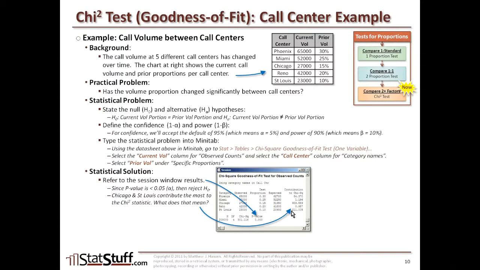So whatever change occurred, most of it seemed to occur within Chicago, and the next largest change seemed to occur within St. Louis. Because of these huge contributions, it's probably what's driving this p-value down. It's giving us, again, greater confidence that there is something different that occurred between the current volume and the prior volume proportions. So from a practical standpoint, we would answer the question by saying, yes, the volume proportion has changed between the call centers over these different time periods.